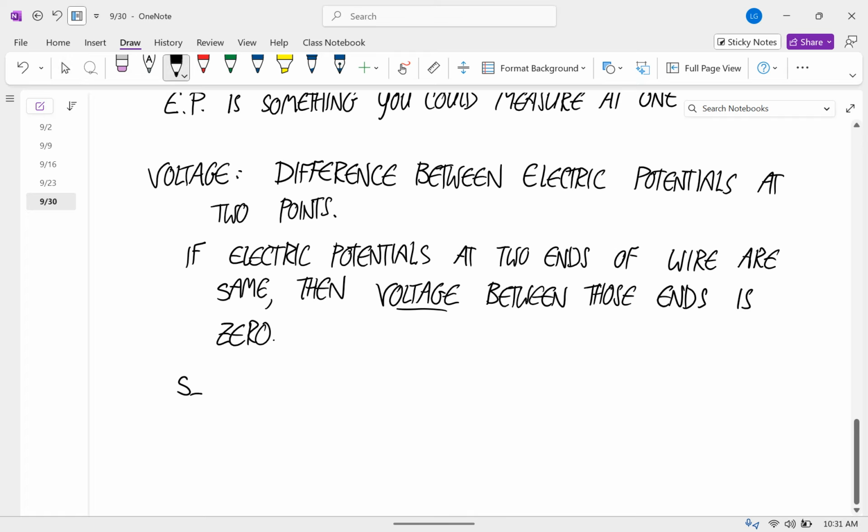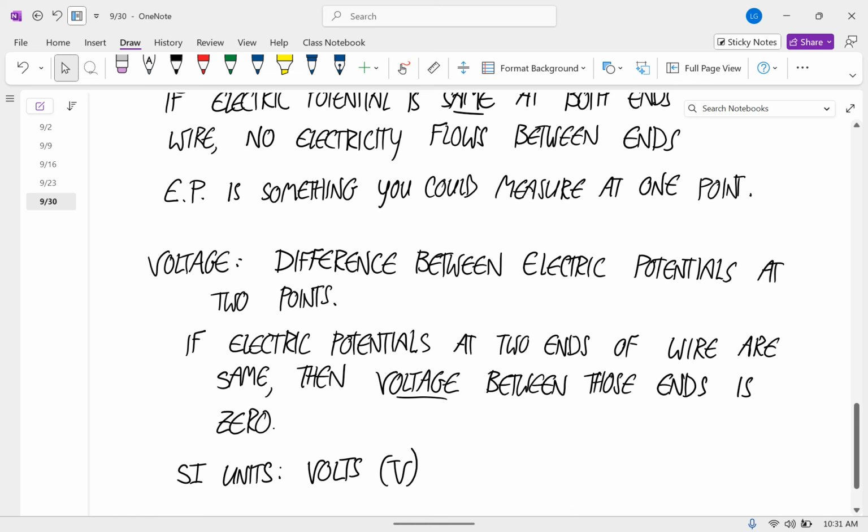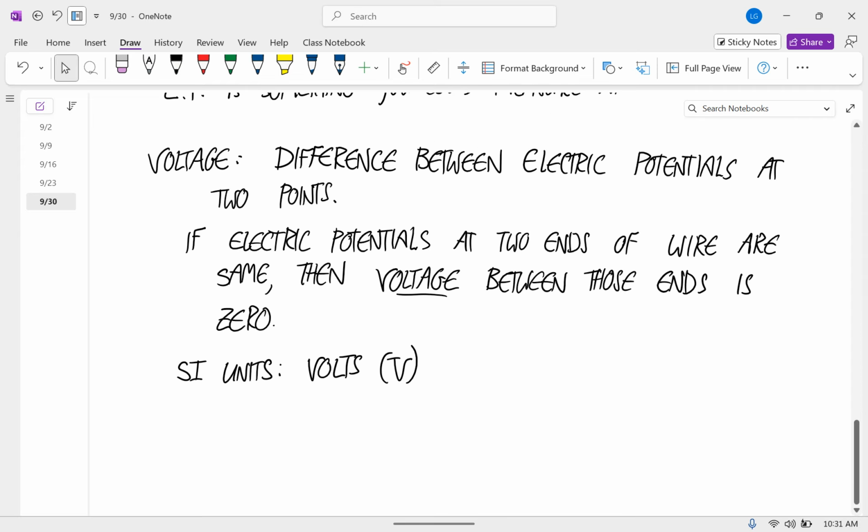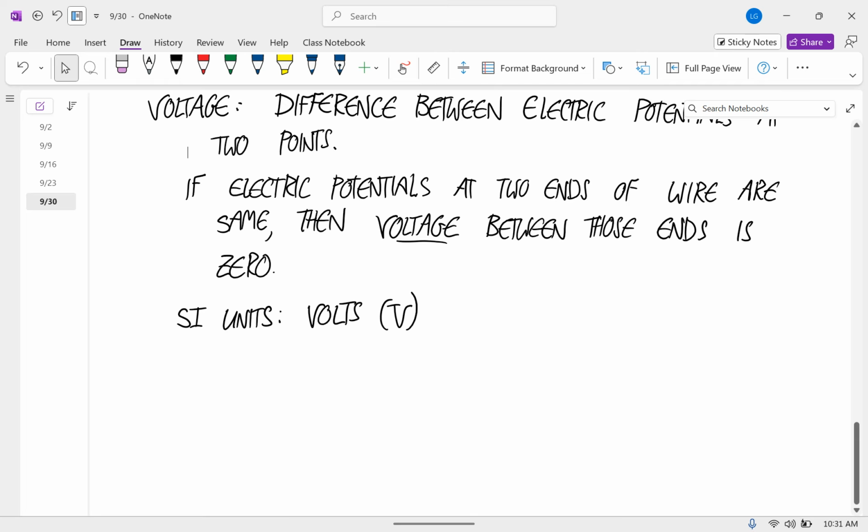The SI units for voltage, as you would imagine, are volts again. And that makes sense if you think about the fact that voltage is just subtracting two electric potentials that have units of volts. If you subtract two things with the same units, you get those units again. So electric potential, I said, is something you could measure at one point. For voltage, you always need to be taking that between 2 points. So the voltage is always measured between 2 points.